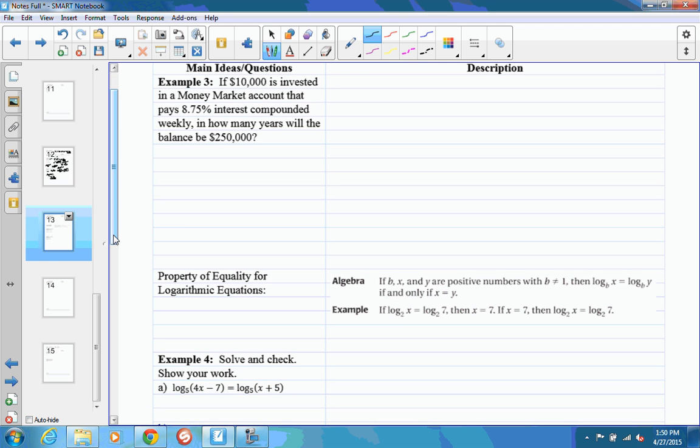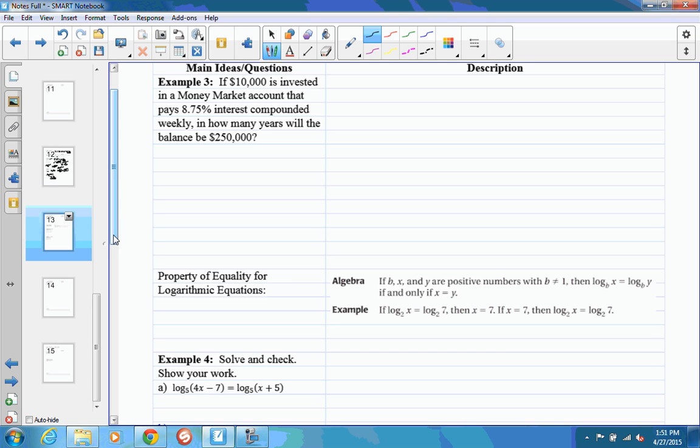Wondering when you'll use this? So, when you'll actually use this? Back to money. If $10,000 is invested in the money market, an account that pays 8.75% interest, compounded weekly, how many years will it be until the balance is $250,000? You can just not do it. You can figure it out on your own.